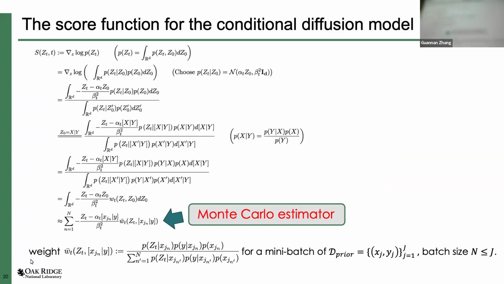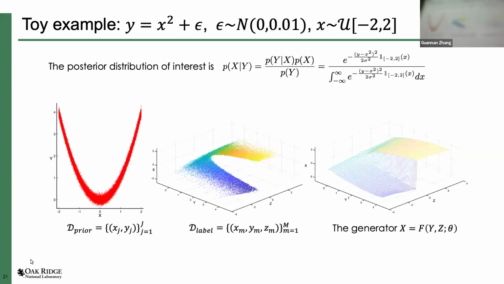Here is the score function for the conditional diffusion model. Basically, you just need to add the likelihood function in the weight. It's pretty much the same score expansion, but you need to add the likelihood function when you train the score, because the score also depends on the conditional variable. You still have the Monte Carlo estimator. And here's how we use it to solve an inverse problem. For example, this is a toy example. You have y equals x squared with random noise, and x from minus 2 to 2. And these are the samples that we generated using this formula.